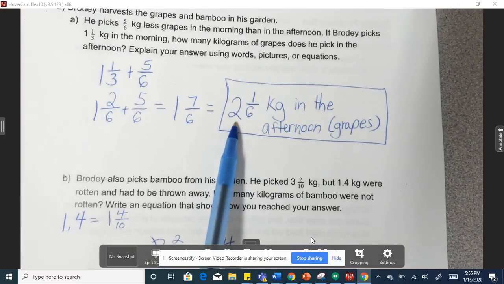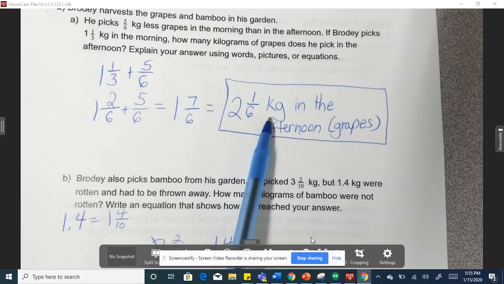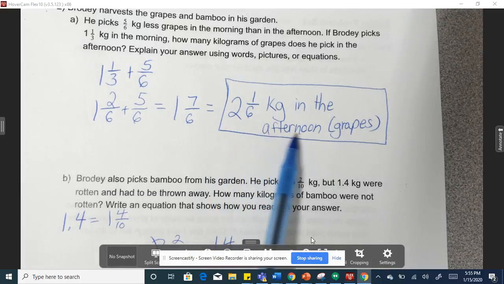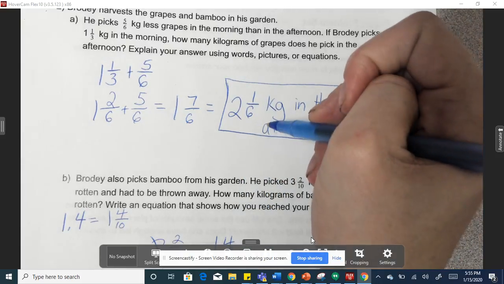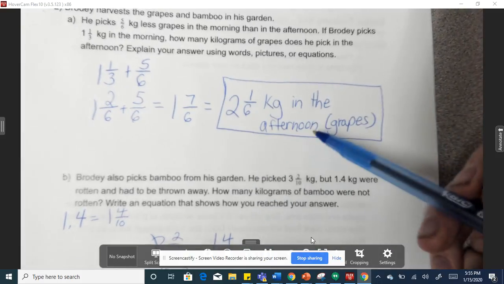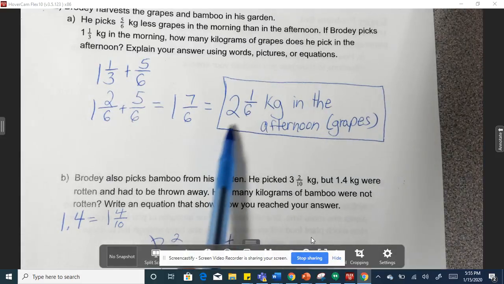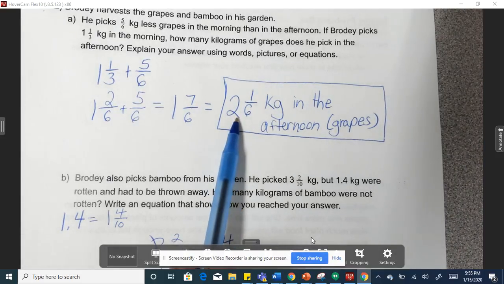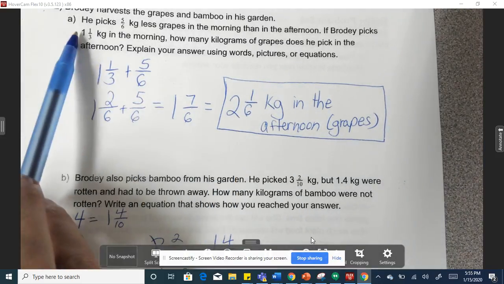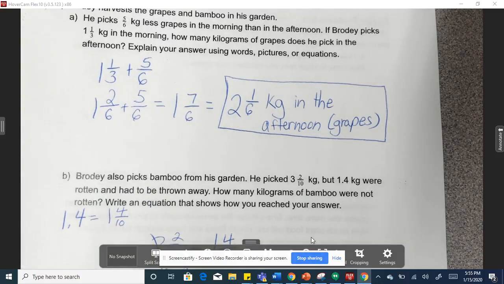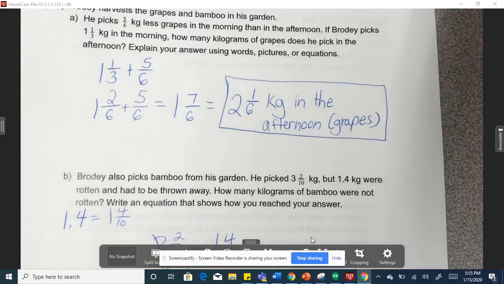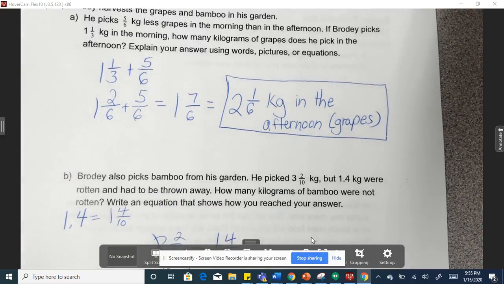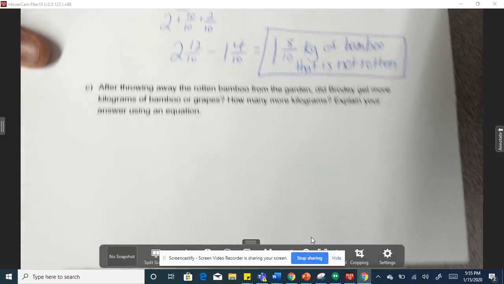So I'm looking here and I see that my answer from A was 2 1/6 kilograms, but that was just from what he collected in the afternoon. This doesn't include what he also collected in the morning. So what we want to do is add however much he collected in the afternoon plus the amount that he collected in the morning. So we're going to actually be adding 2 1/6 plus the 1/3 he collected in the morning.